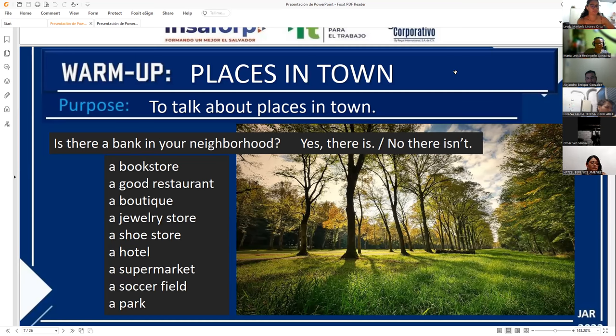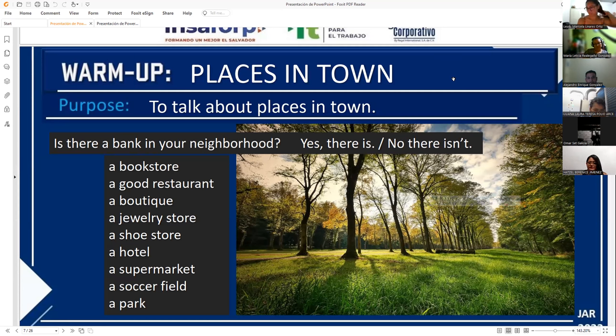Yes, there is. In my neighborhood, no hotel. No, no hotel in my neighborhood. Okay. Hazel, is there a park in your neighborhood? Good evening. Yes, there is. Excellent. Very good.